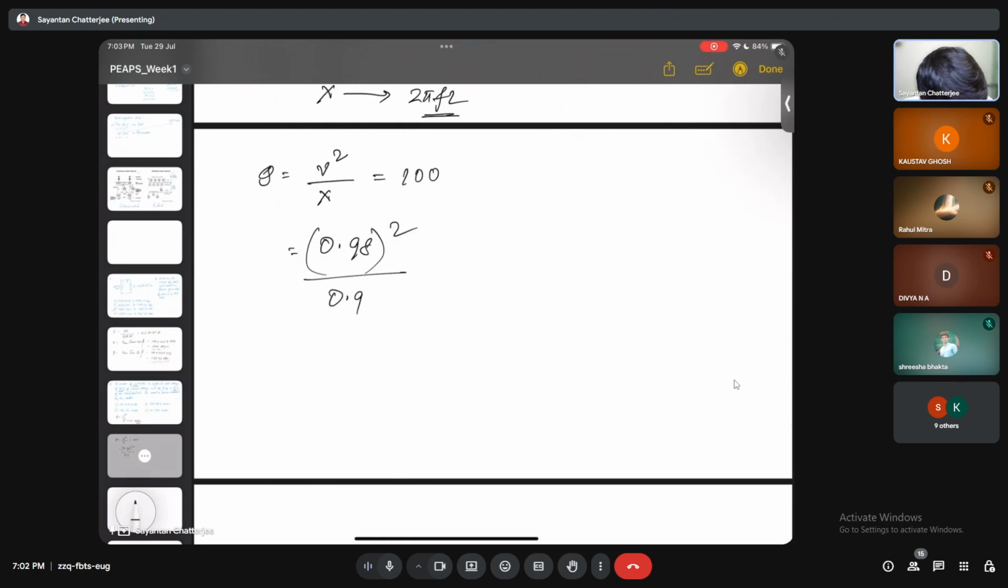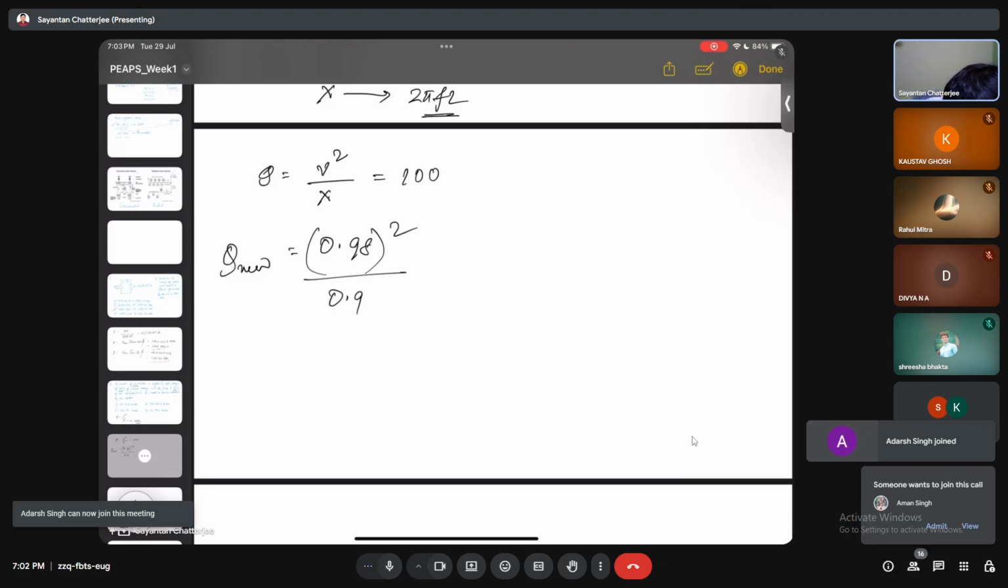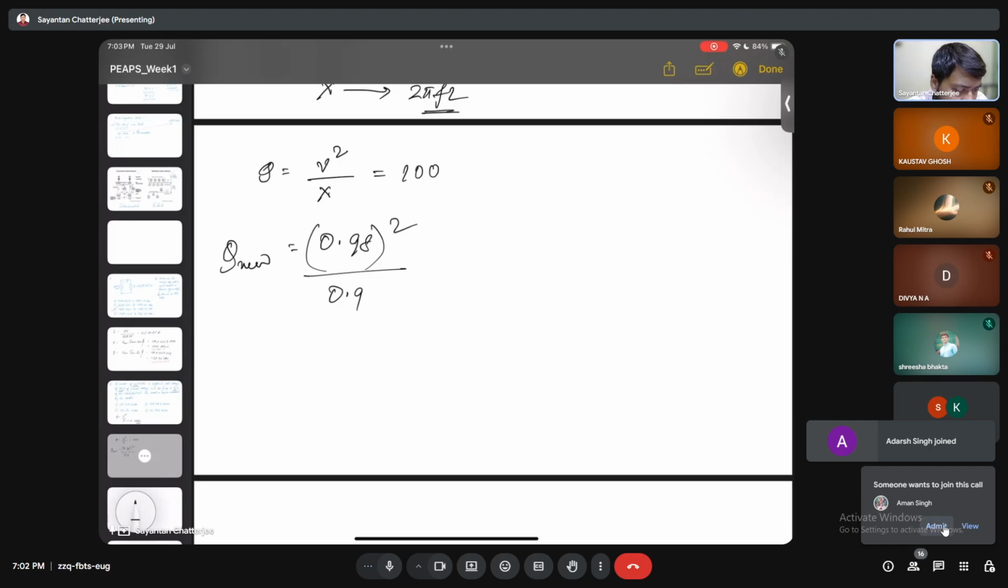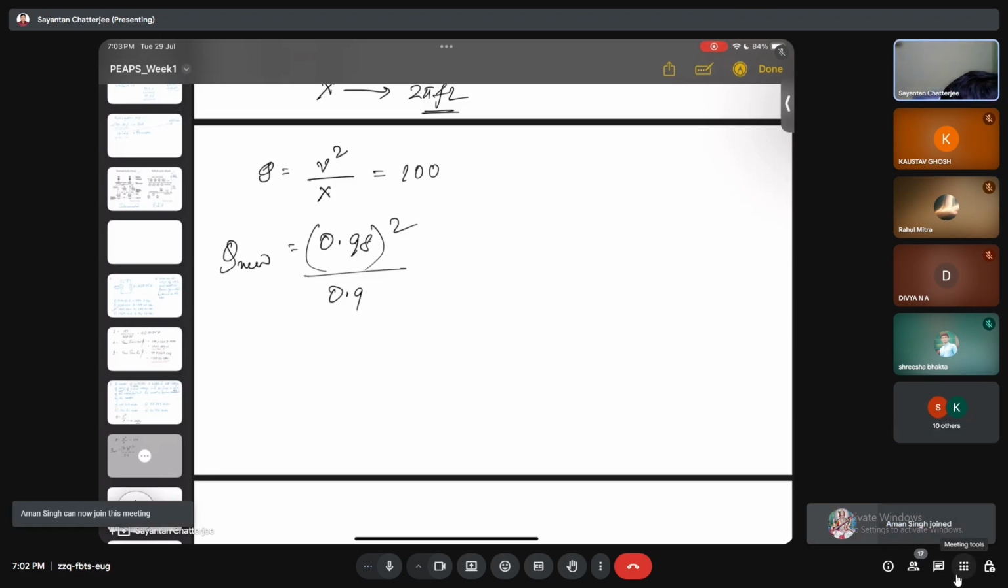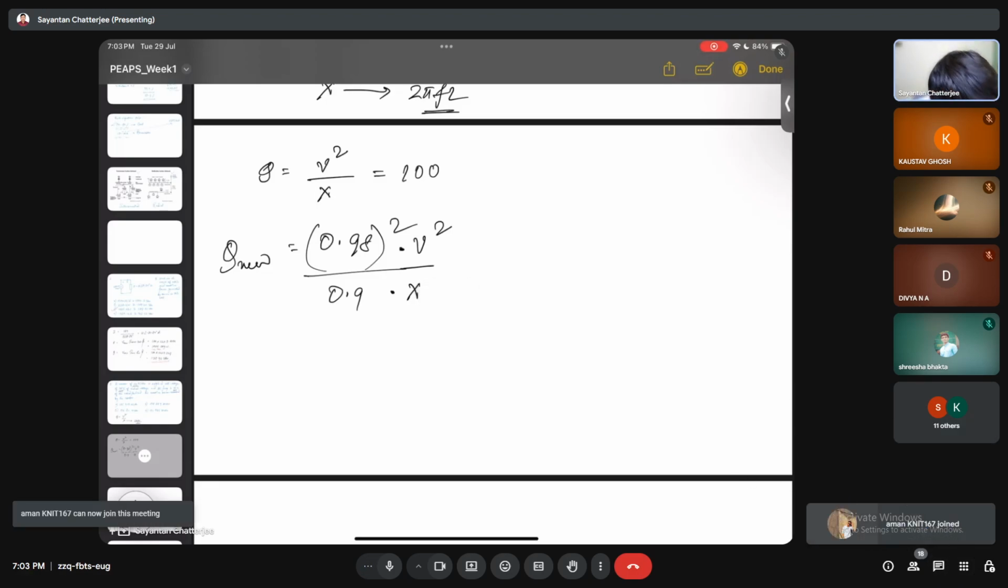Already we have a Q1, so considering this to be Q2, or we may say Q new, V square upon X, this is the term. So what is the final value? Let me solve.